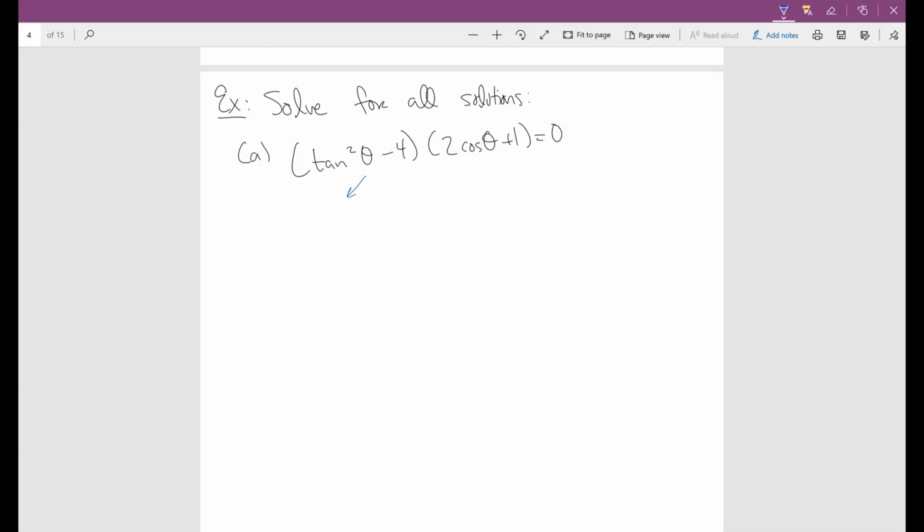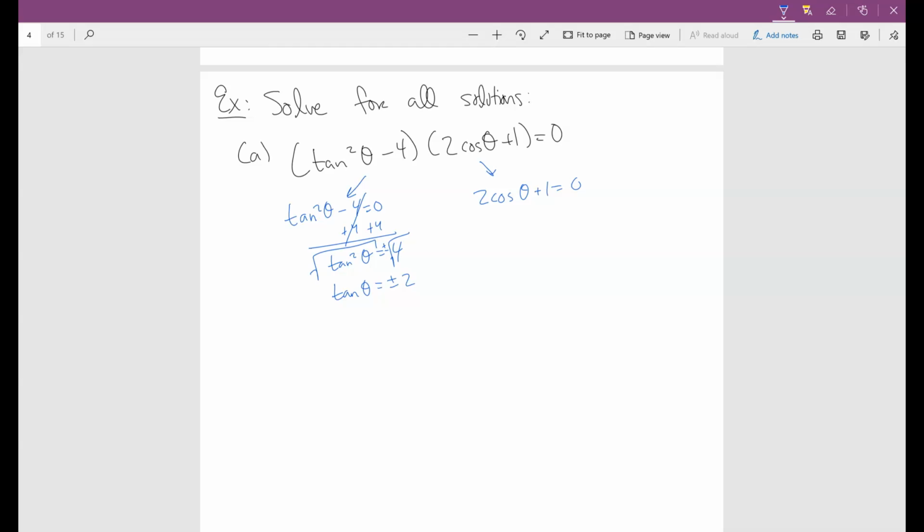Here we can actually just break them apart and say tangent squared theta minus 4 equals 0, and 2 cosine theta plus 1 equals 0. So here, let's just add the 4 over. You're going to get tangent squared theta is equal to 4. Then we're going to take the square root of both sides and add a plus or minus. So you're going to get tangent of theta is equal to plus or minus 2.